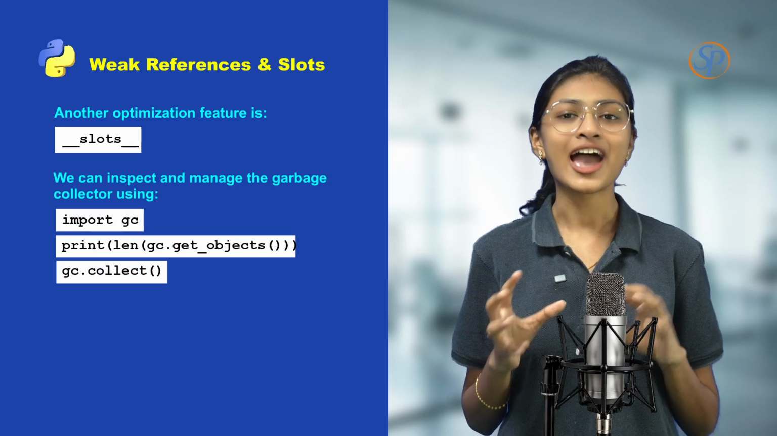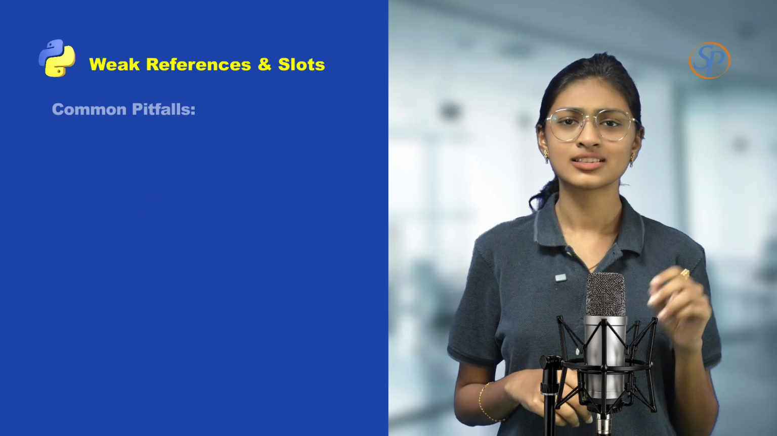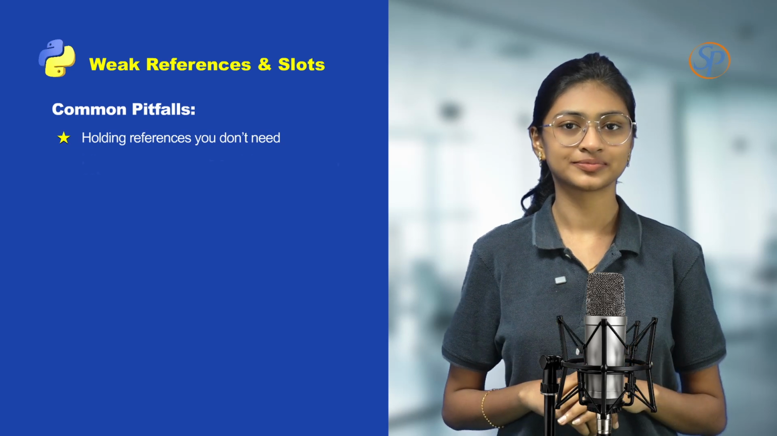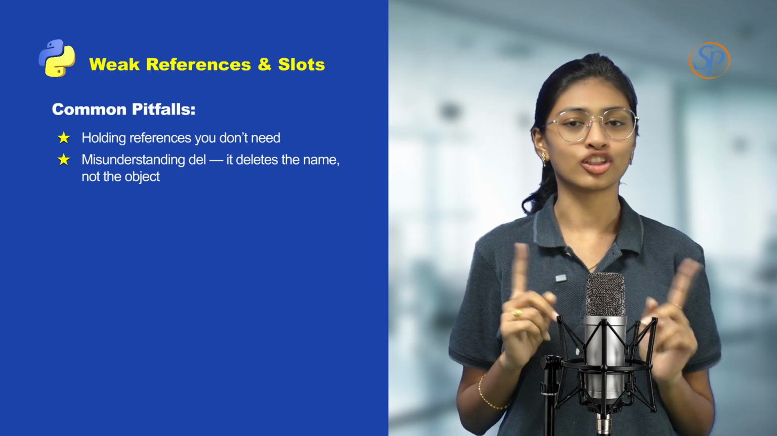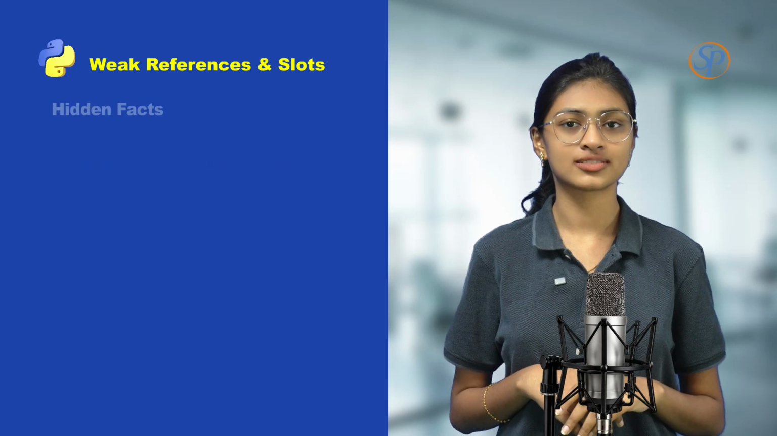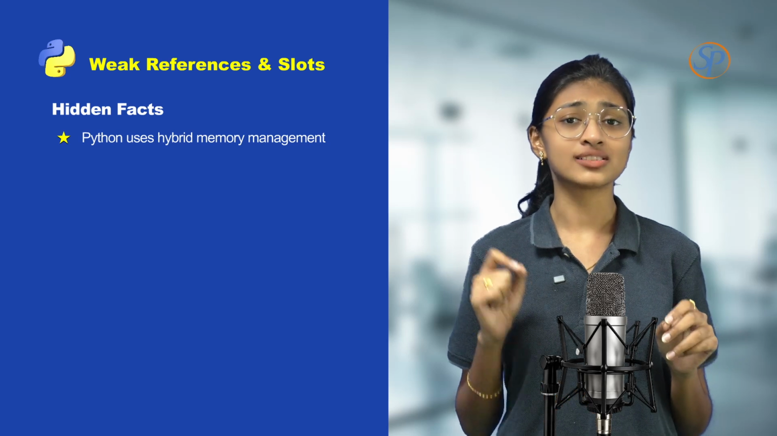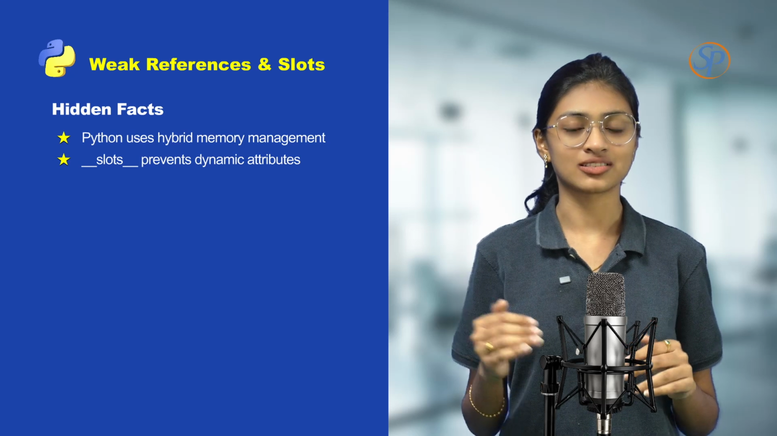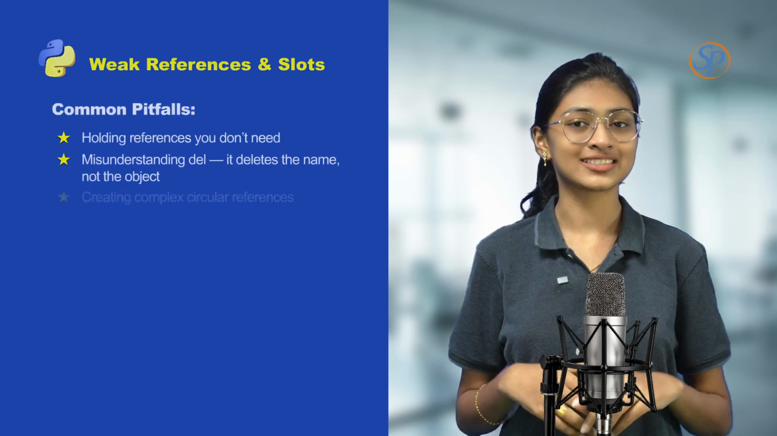We can inspect and manage the garbage collector using built-in tools. Some common pitfalls. Holding references you don't need. Misunderstanding del, it deletes the name, not the object. Creating complex circular references. Few hidden facts. Python uses hybrid memory management. Slots prevent dynamic attributes. Weak references avoid cache memory leaks.